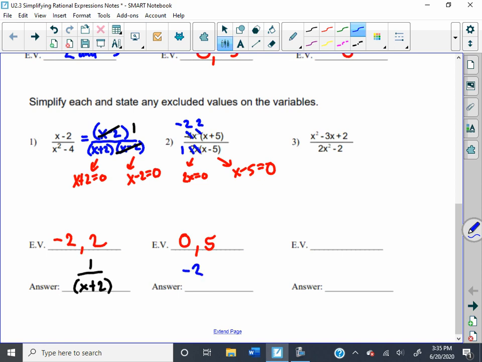So I have a negative 2 x squared, x plus 5, all over x minus 5. Now you don't have to put the 1 in front, but you can, but you don't have to.